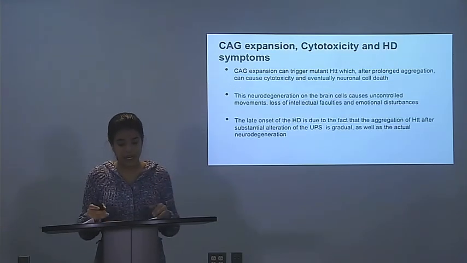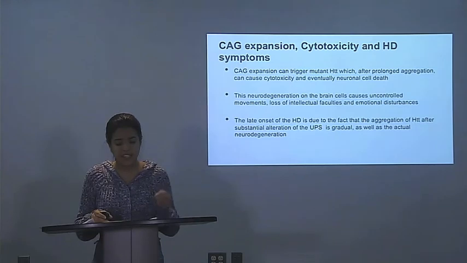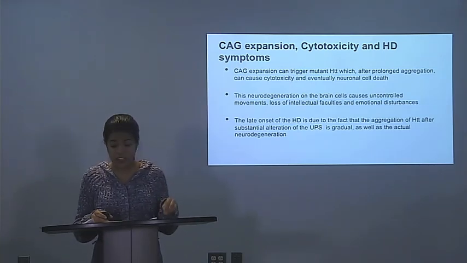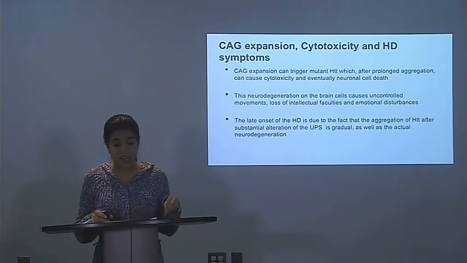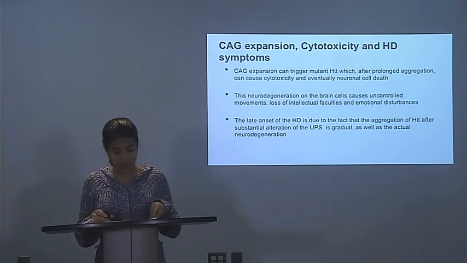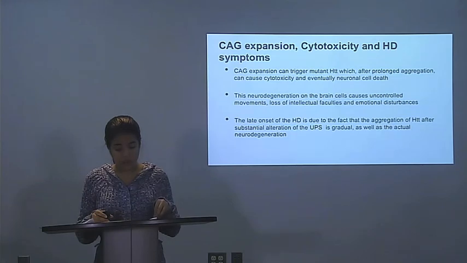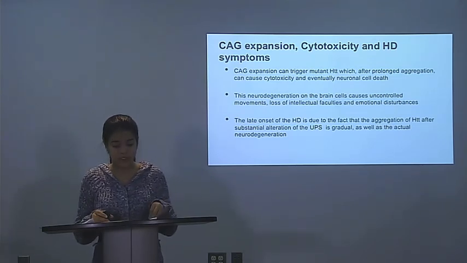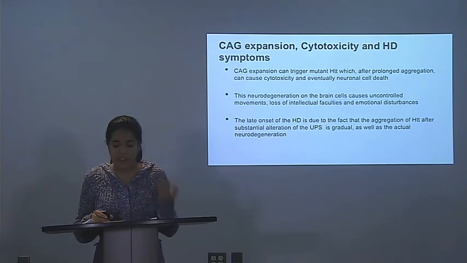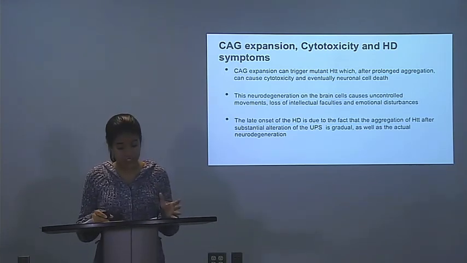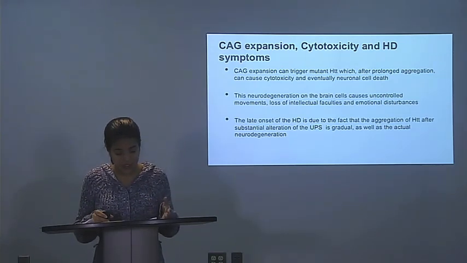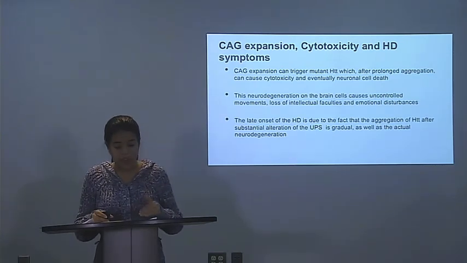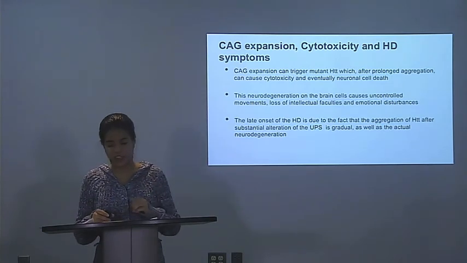Now, this is just a small recap. So, CAG expansion can trigger mutant HTT, which after prolonged aggregation can cause cytotoxicity and eventually neuronal cell death. This neurodegeneration in the brain cells causes uncontrolled movements, loss of intellectual faculties, and emotional disturbances. The late onset of HD is due to the fact that the aggregation of HTT after substantial alteration of the UPS is gradual, as well as the actual neurodegeneration.